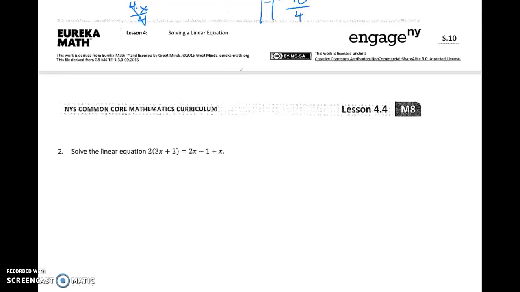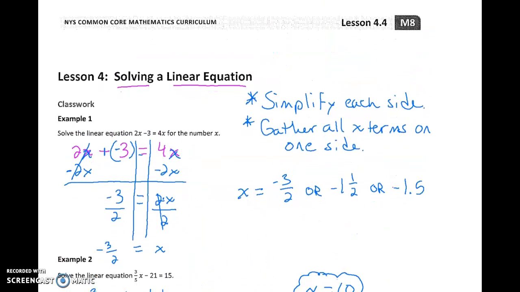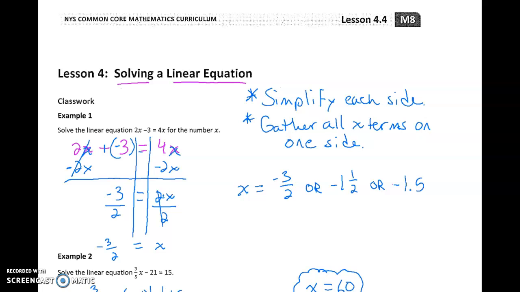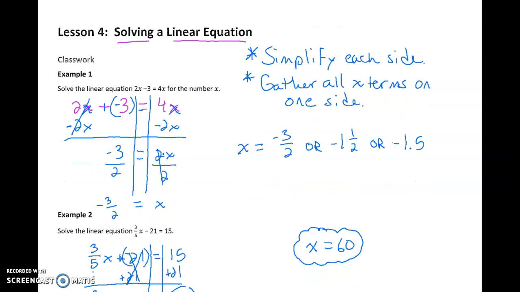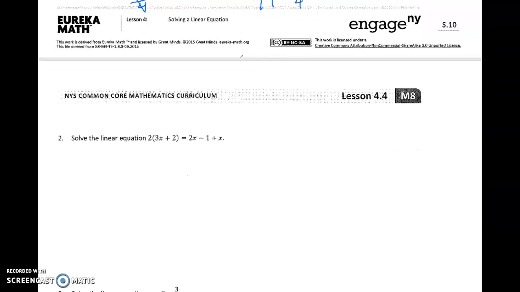So we're going to continue lesson 4 by 4.4 on solving linear equations by just doing some more practice problems. So keep in mind, this is again what we're focusing on. Simplify each side, gather all x terms on one side. When we do that, we get equations we already know how to solve, or at least they should look familiar in how we know how to solve them.